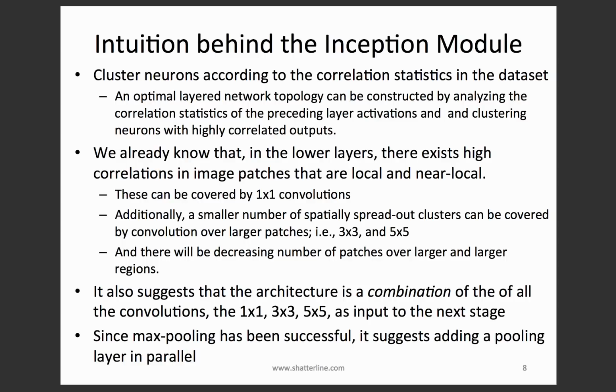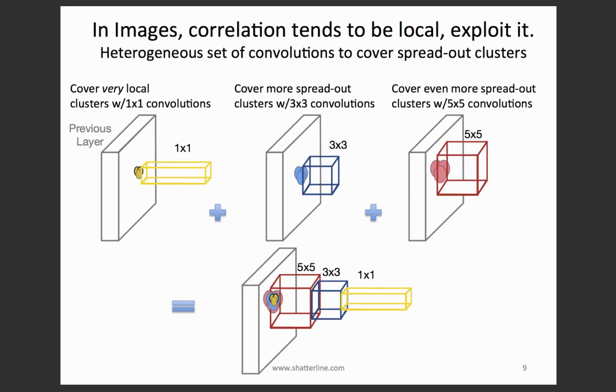These findings also suggest that we can apply all the convolutions on the patch, the 1x1s, the 3x3, and the 5x5, instead of picking one of them. The theory also suggests that we could apply a max pooling layer in parallel, and that's what is done, as we see later. This slide visually summarizes what we said earlier. 1. In images, correlation tends to be local, so we can cluster the neurons simply by taking convolutions on local patches. And 2, we can cover local clusters by small one-by-one convolutions. We can cover more spread out clusters with 3x3 convolutions, and we can cover even more spread out clusters with 5x5 convolutions. And then we want the effect of all of them, so we stack or concatenate them on the same patch.